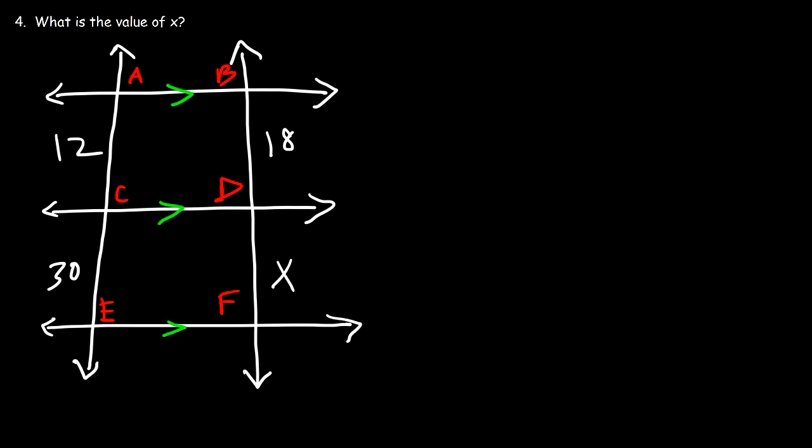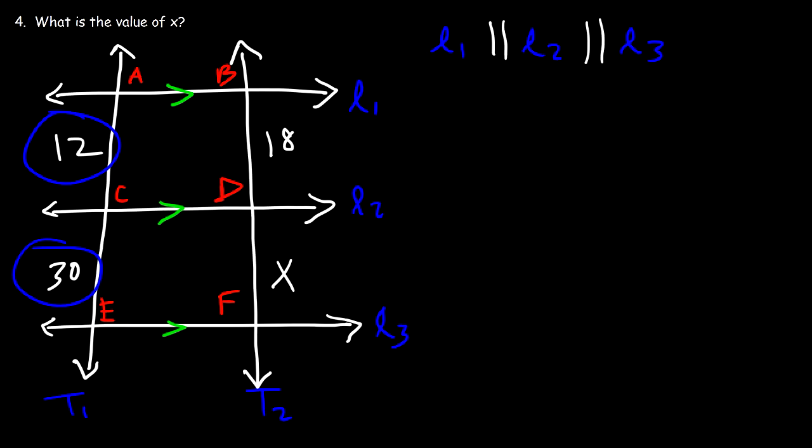Number 4. What is the value of x? Now let's call this L1, L2, and L3. So notice that L1, L2, and L3, they're parallel to each other. And let's call this transversal 1 and transversal 2. So whenever you have 3 or more parallel lines that are intersected by 2 transversals, the parallel lines divide the transversals proportionally. So the segments on the left have the same ratio as the segments on the right.